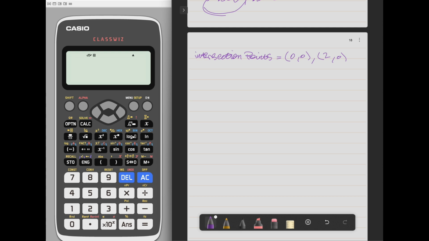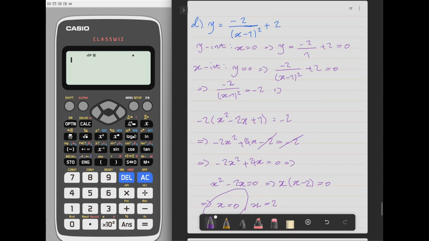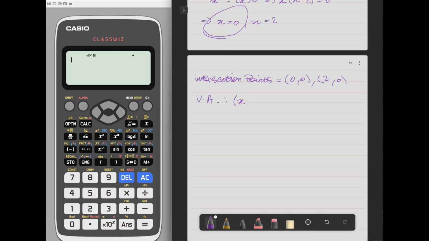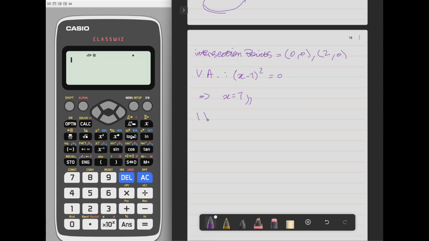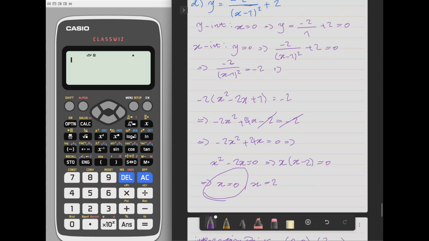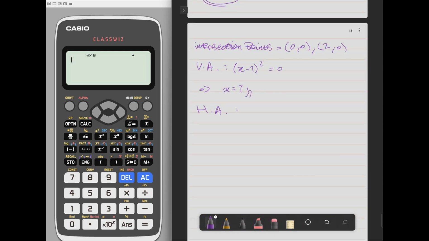And then I have my vertical asymptote. For the vertical asymptote, we were supposed to put the denominator equal to 0. So x minus 1 squared equal to 0. So x is going to be equal to 1. This is my vertical asymptote. As for my horizontal asymptote, I said whatever constant there is after the reciprocal. What is the constant? Plus 2. So y is going to be equal to positive 2.